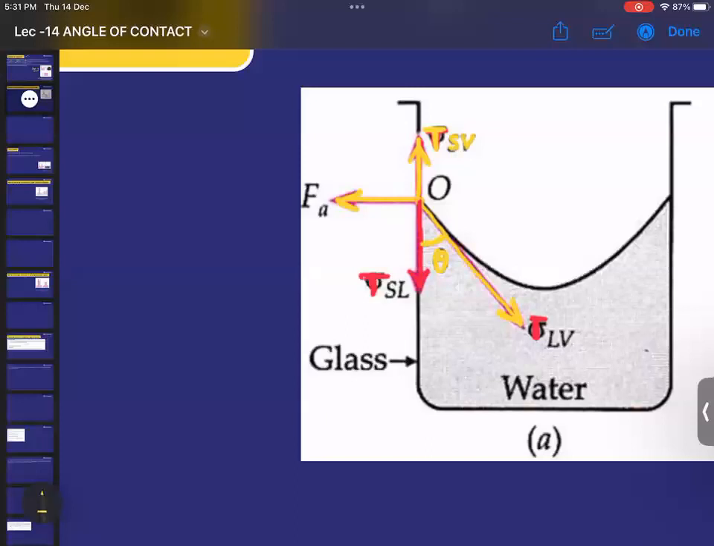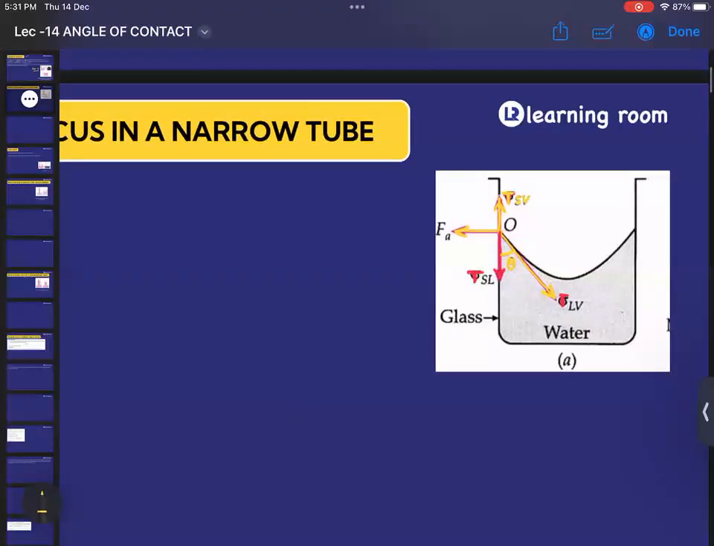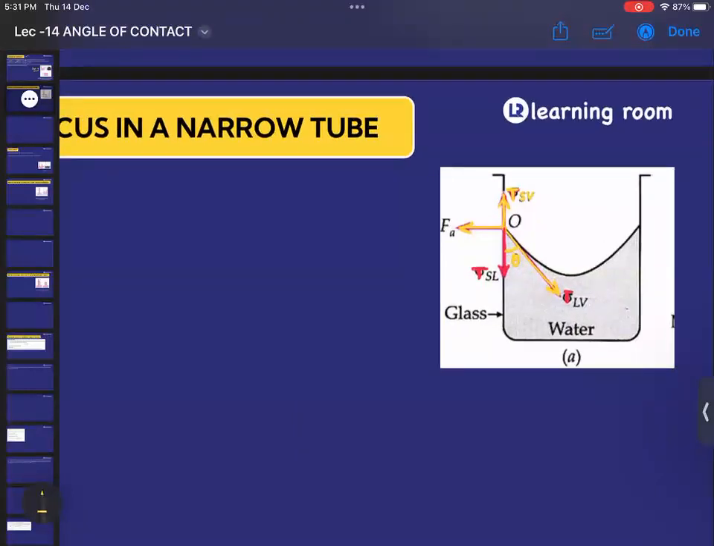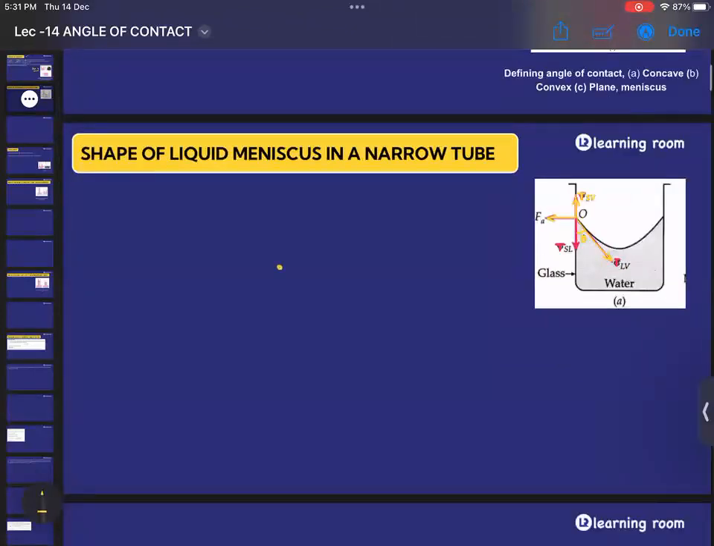Is there any doubt from the diagram? No, sir. Now, listen to this carefully. If I say the point O is like this, this is TLV, this is TSL, and this is the adhesive force. And this is the value of TSV. And if I take this to be theta.